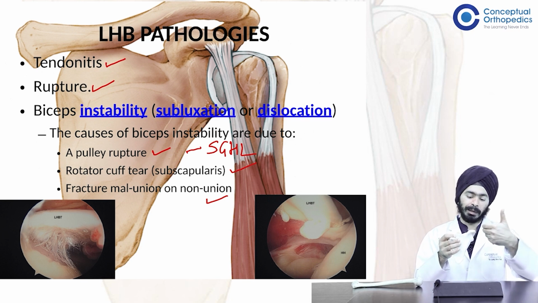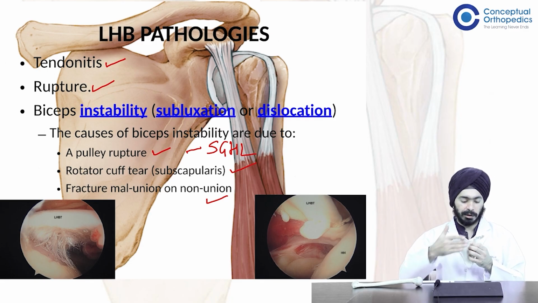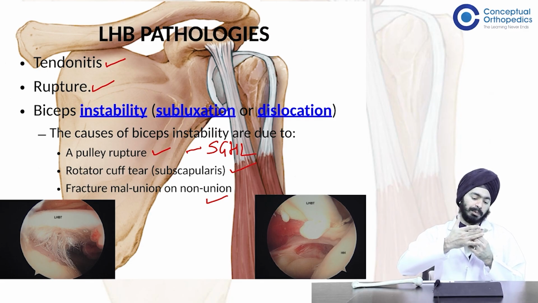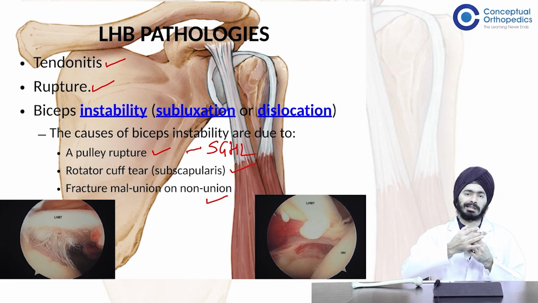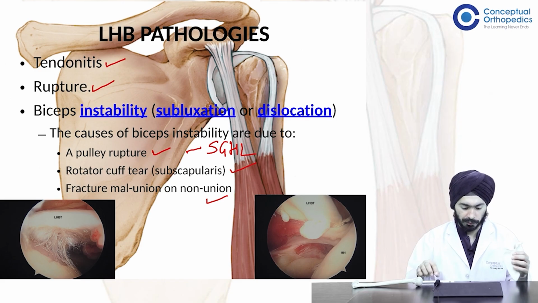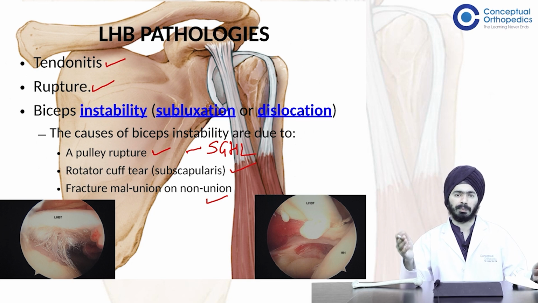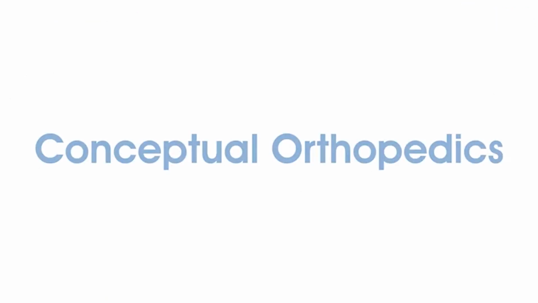Also a muscle coming anteriorly forms a part of the pulley. So what is the muscle coming anteriorly like this? It is your subscapularis. So subscapularis along with the SGHL are the two main stabilizers of the biceps tendon and form a part of the pulley of the biceps tendon. So when we look at the intra-articular portion while doing arthroscopy, you can visualize the pulley.